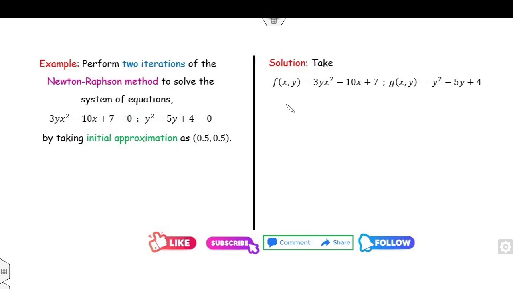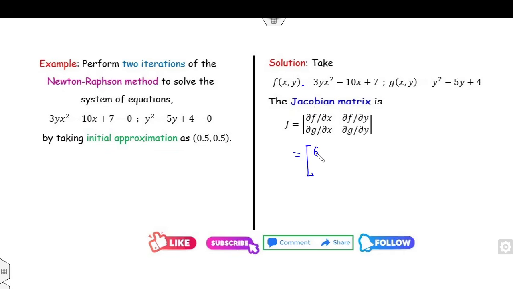Now you can find the Jacobian matrix. What is the Jacobian matrix? Because it's a two-variable problem, we can write the function as follows. What is the partial derivative of f with respect to x? It is 6yx minus 10. Partial derivative with respect to y is 3x square. Partial derivative of g with respect to x is 0. Partial derivative of g with respect to y is 2y minus 5.